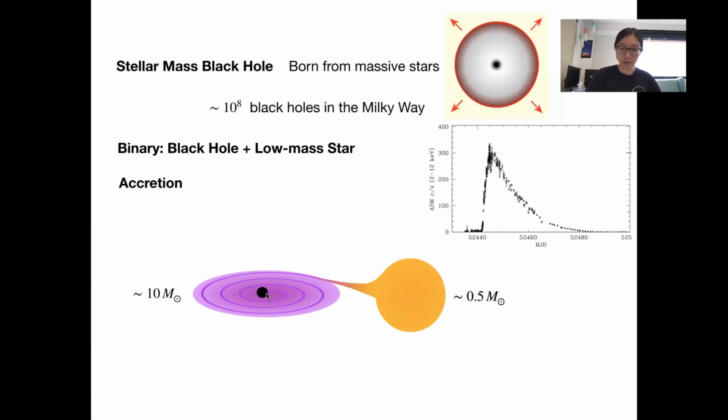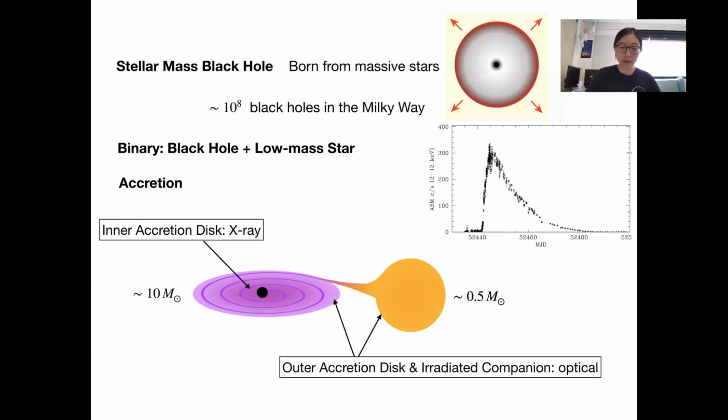The inner part of the accretion disk is very hot, so it shines primarily in the X-ray. The outer part of the disk and the star is much cooler, so they produce radiation in the optical. Sometimes the accretion also drives relativistic jets, which produce radio emission. So by searching for such binary systems and studying them at multiple wavelengths, we can constrain parameters of the accretion disk and even the black hole itself.